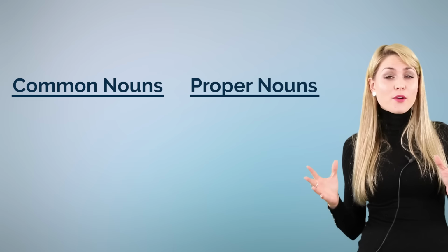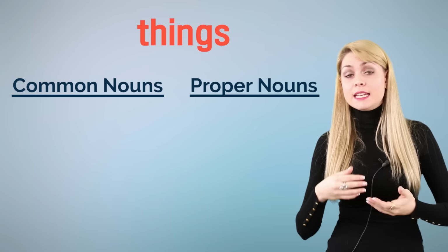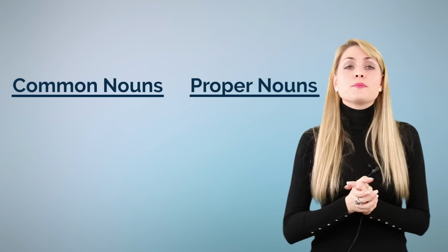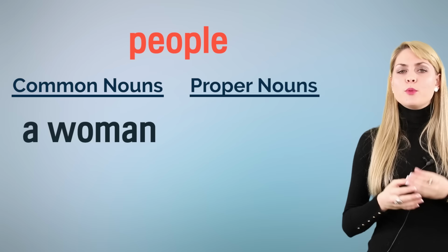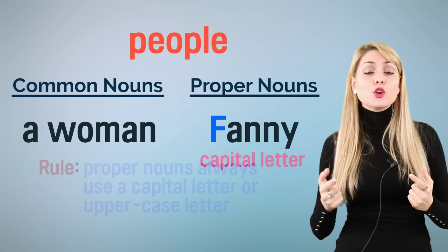Let's now see the difference between common nouns and proper nouns, which are very important in English. So, common nouns and proper nouns refer to people, places, things, ideas. Let's see a few examples. We could talk about people, for example, a woman. That's a common noun. But if we talk about a specific woman, for example, me, Fanny, that becomes a proper noun with a capital F. Because, and you should know this, proper nouns are always capitalized.